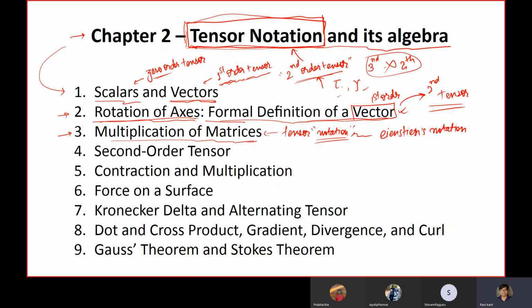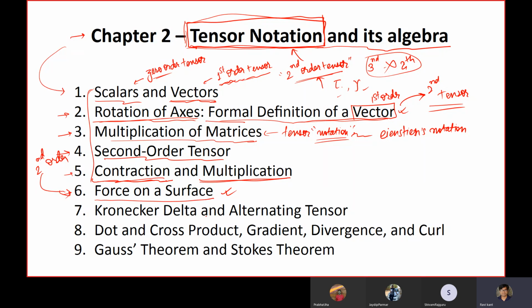Then we will look into examples of second order tensors and more algebra on it. Then contraction and multiplication. Contraction is also a sort of multiplication, but it's not exactly multiplication. We'll see what it is. Then we'll look at the forces on a surface. Till this far we will have understood what a second order tensor is, and with the help of this we are going to look at the forces on a surface with the help of second order tensor notations.